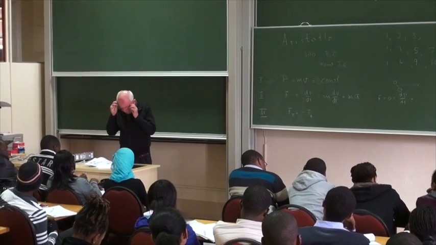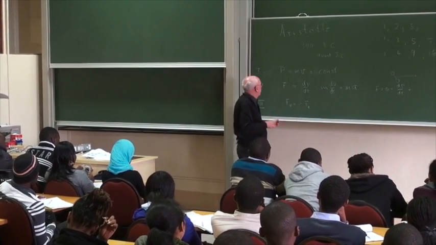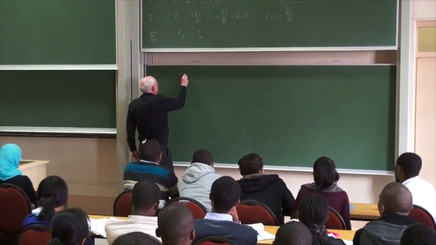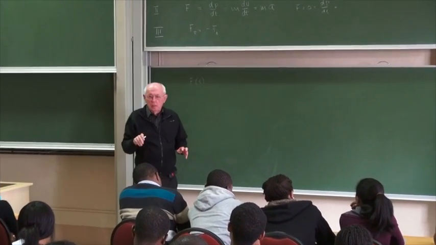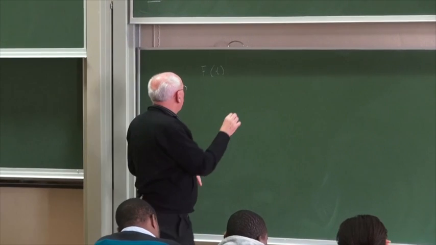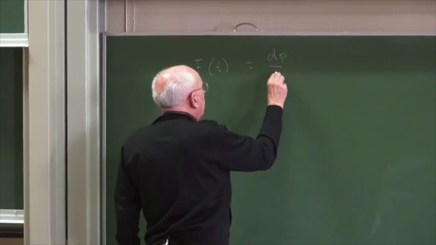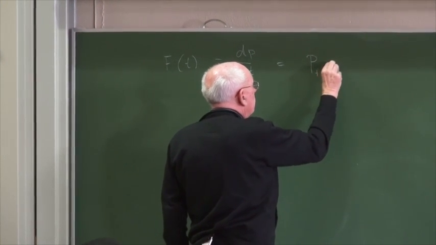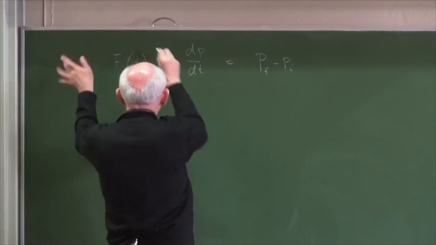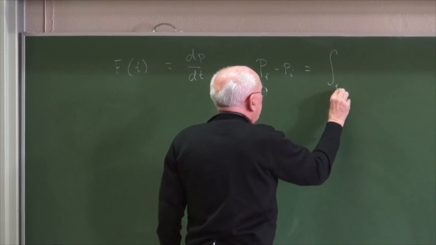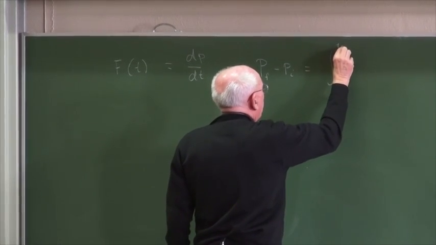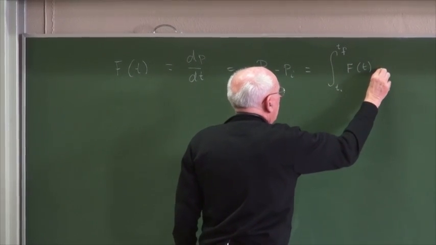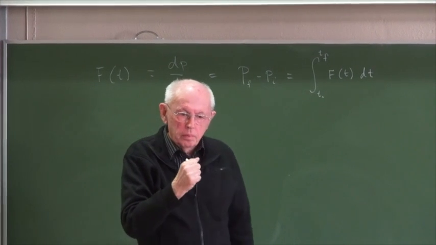The simplest thing I can think of, and just say F is just a function of time, of nothing else. Then we have F is equal to dP dt. And then we have P final minus P initial. I'm just now taking this over there and integrating, is equal to the integral from T initial to T final of F of T dt. And this thing is what we call an impulse in English.